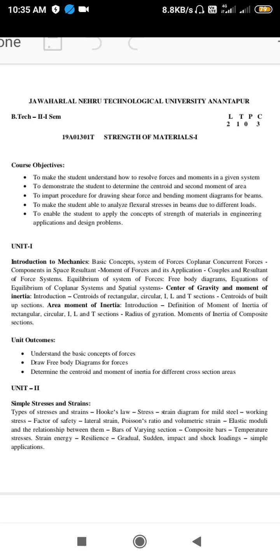So how do they ask that? What is the moment of inertia for the I section, L section, T section, and finally the small definition about radius of gyration. So these are the topics covered in the first unit.